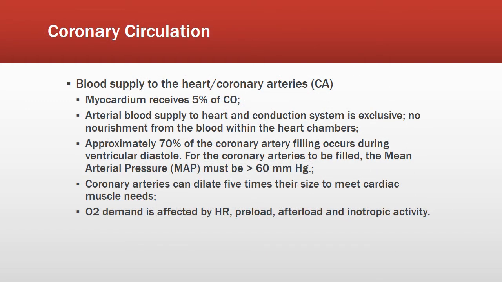Coronary circulation really helps you as you are taking care of a patient who is suffering from a myocardial infarction, because knowing the different vessels that are affected due to the circulation will help you understand the extent of the damage or the potential extent of the damage. The myocardium receives 5% of cardiac output, and the coronary circulation is blood supply to the heart and the coronary arteries. The arterial blood supply to the heart muscle and electrical system is exclusive. There is no nourishment from the blood within the heart chambers.